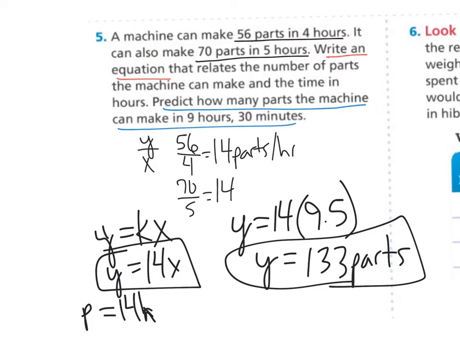Another option some people were talking about is find it for 9 hours, so 14 times 9, get that answer, and then you could say 30 minutes is half an hour, so if they produce 14 parts per hour, in a half hour they would produce 7 parts. So take the 9 hours' worth plus the 7 parts for that half hour, and then that would give you 133 also.